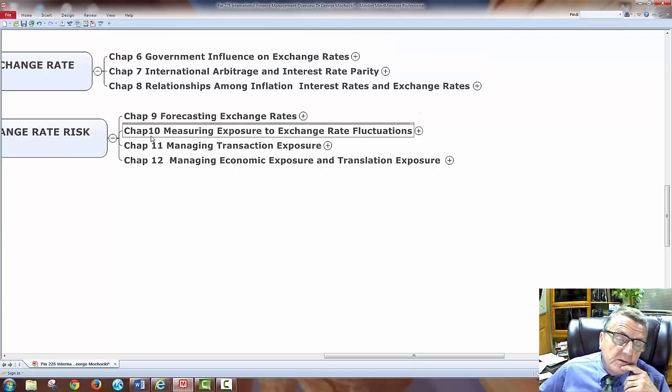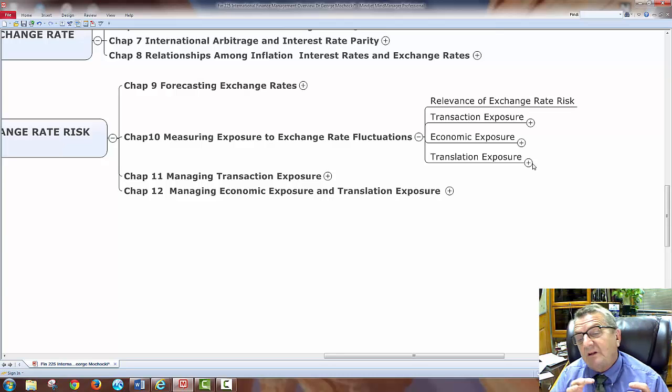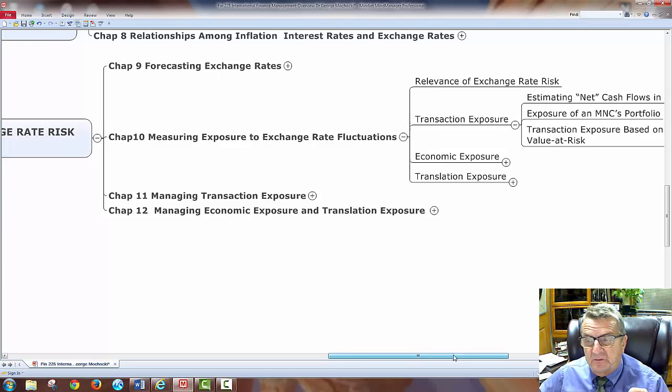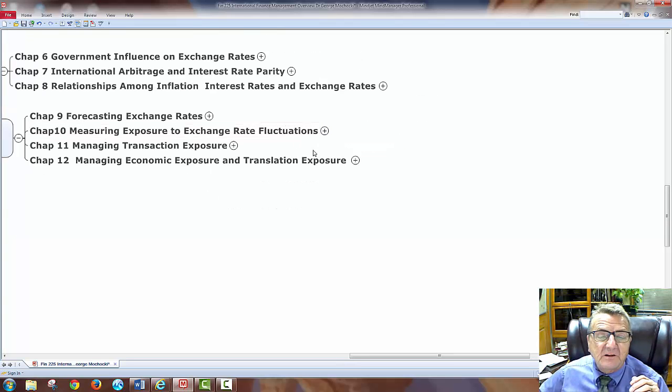Okay, chapter 5, measuring exposure to exchange rate fluctuations. Relevance of exchange rate risk, transaction exposure, economic exposure, translation exposure. So there's just different terminology. What's happening in the fluctuation, so I understand what's going on, so I don't jump the gun too quickly. And this one, when we talk about estimating that cash flow, let me just leave it at that. That'd be enough. I think I'm freaking most of you out. It's not that bad. It's just information.